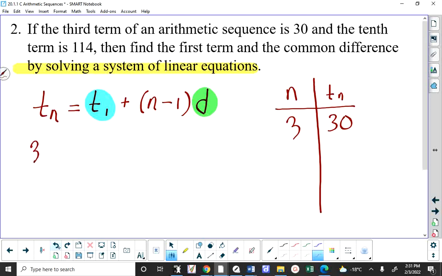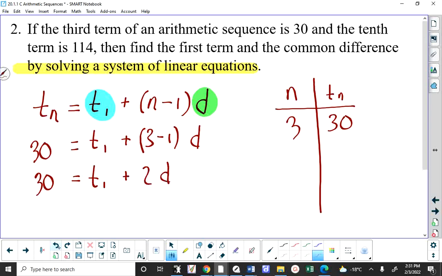I get 30 equals T1 plus 3 minus 1 times the common difference. Are you with me? I'm going to simplify that by writing 30 equals T1 plus 2D. Okay? And I'm going to ask you to think about this question. Why can't I solve that for D? Why can't I just rearrange that for D and figure out the common difference?